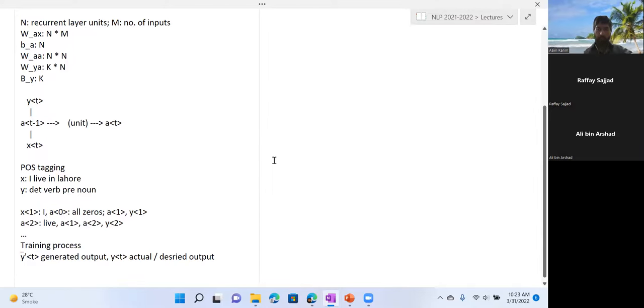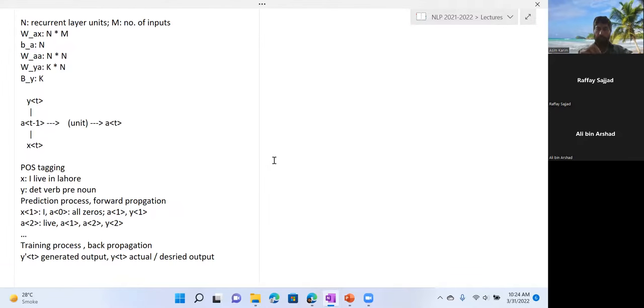So the process that I mentioned earlier was the prediction process, or feed forward, or forward propagation. And the training process, the specific training algorithm, is often called backward propagation or backpropagation.